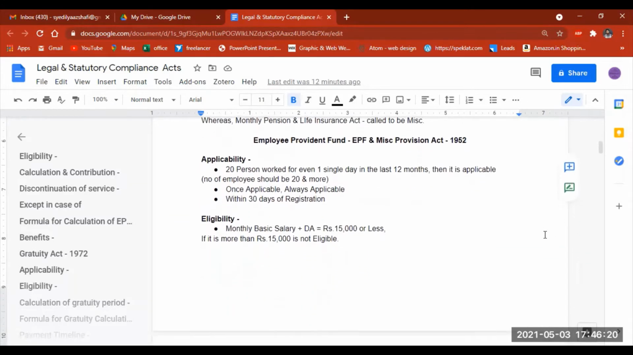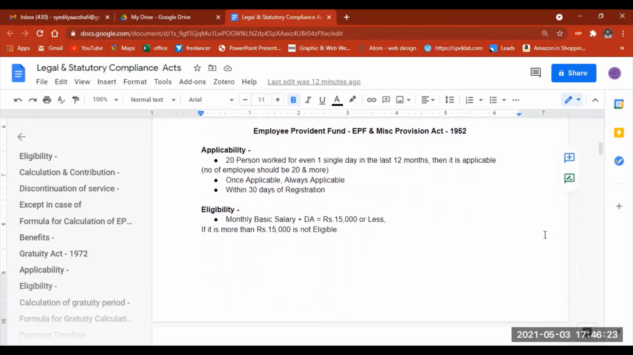First, looking at the first major concept, the Employee Provident Fund, the EPF. Under this, we need to know the eligibility and the applicability. When we talk about applicability, we need to understand whether it is applicable to an organization or not. It is applicable to any organization if 20 workers have worked, even for a single day, in the last 12 months.